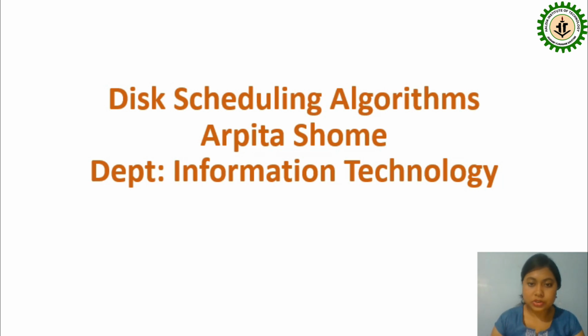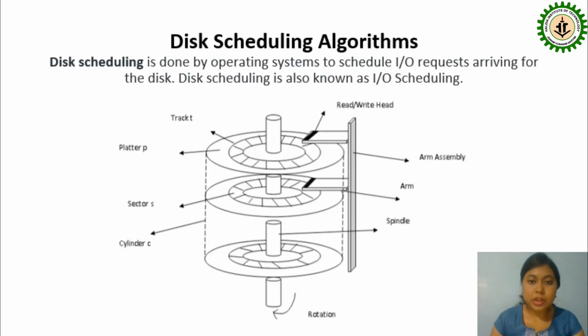So what is disk scheduling? It is basically done by operating systems to schedule I/O requests arriving for the disk. It is also known as I/O scheduling. Basically, it is a technique to maintain the order in which the I/O request is handled or processed by the disk. The main goal of disk scheduling is to reduce the time taken by the disk for processing the request.